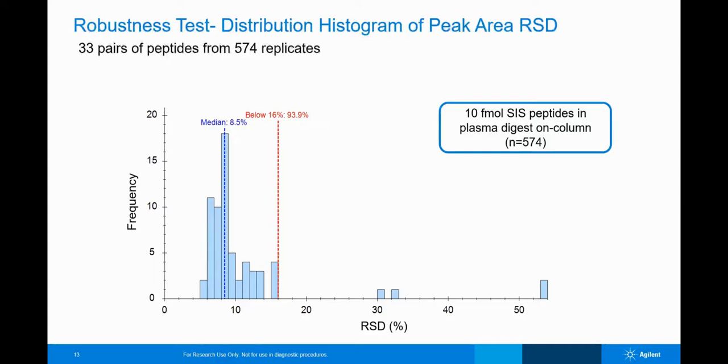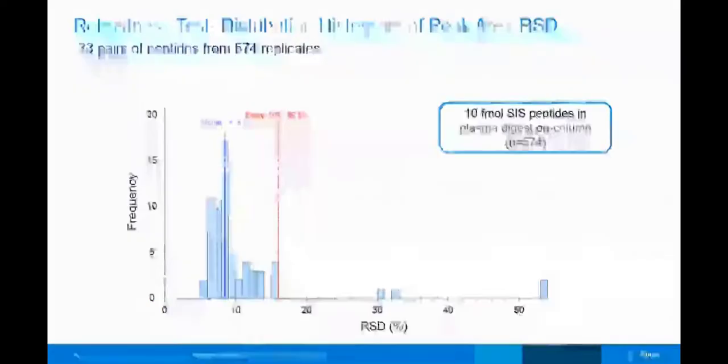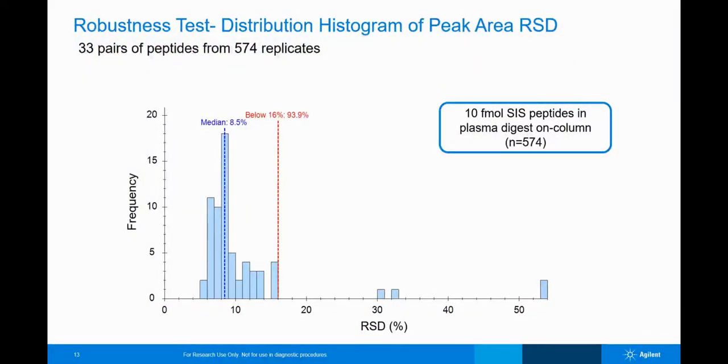Next, we'll look at the peak area. From the relative standard deviation histogram, you can see a median ISD of 8.5% was achieved, which was represented by the blue dashed line here. And 94% of peptides have an ISD below 16%, which was represented by a red dashed line here.